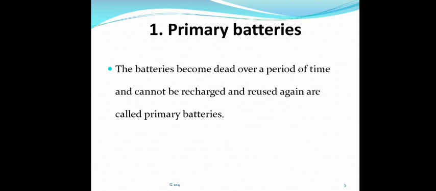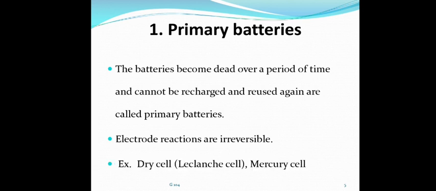Then its lifetime is over. You have to dispose of it. That is, batteries which can be used for a specific time and then disposed of, because they are said to be dead batteries. Such batteries are called primary batteries. Generally, the electrode reactions are irreversible. That is, the redox reactions are irreversible. They cannot be reverted back. Examples of such primary batteries are the normal batteries which we use in our transistors, radios, or electronic toys. Are you able to follow?